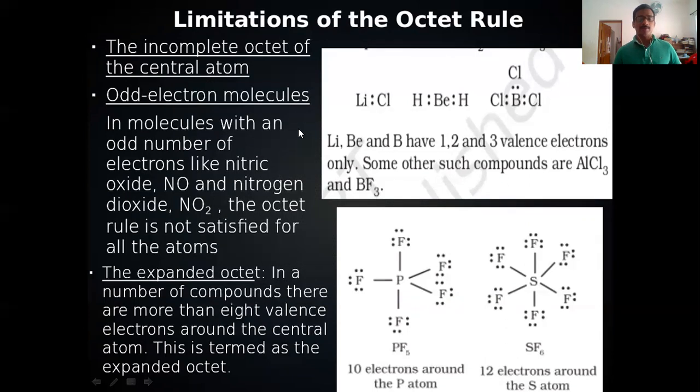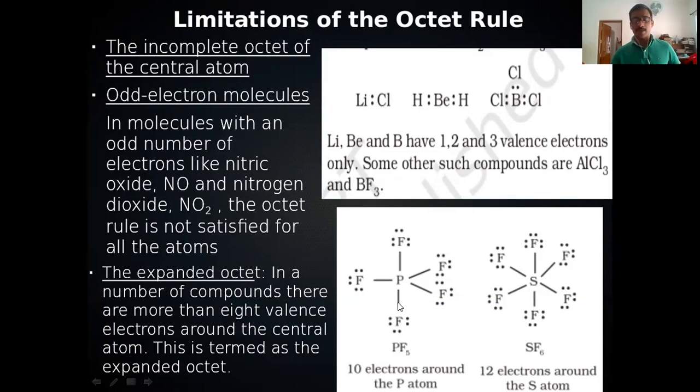And the next one, expanded octet. It is the opposite case of the first one, incomplete octet. Expanded octet means in some compounds we can see central atoms with more than 8 electrons. That is expanded octet. Here you can see examples. PF5. Count 1, 2, 3, 4, 5.